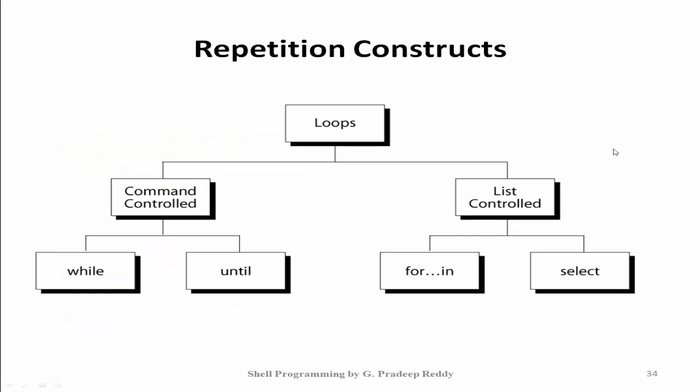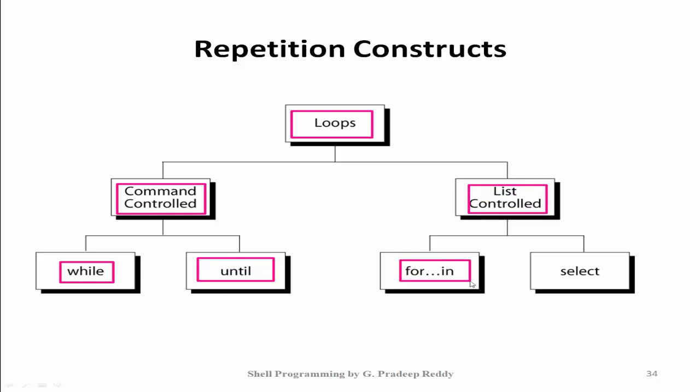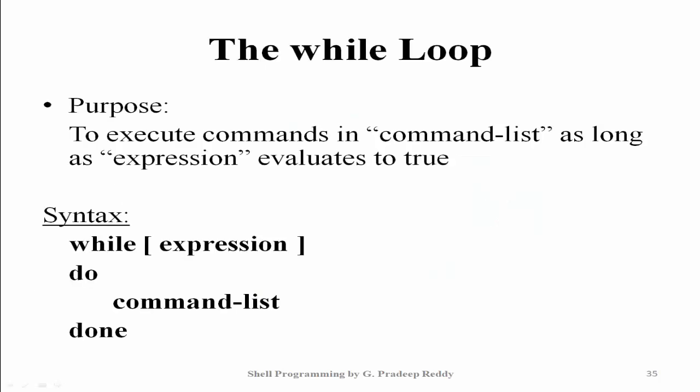If you want to use repetition constructs, you use loops. If you want a command-controlled loop, you use a while loop or until. If you want a list-controlled loop, then you use a for loop or select statement. Whether it is command control or list control, based upon your actions, you are going to follow the loops. Let us discuss one by one.